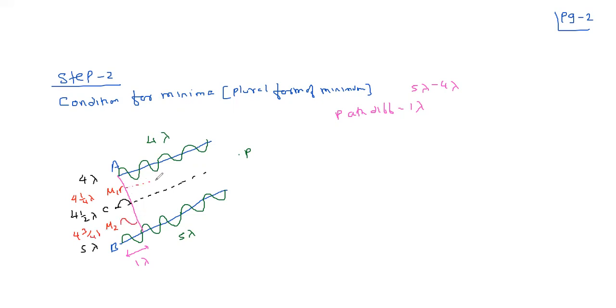So M1 gives a crest. M2 gives a trough. So you see for yourselves: it is 1 lambda, it is half lambda, only a crest comes. At 1/4 lambda, half lambda, then an extra trough comes. At 3/4 lambda. So at point P, M1's crest and M2's trough meet. So you know very well, if the crest and trough of the waves are superimposing, we are getting minimum amplitude.